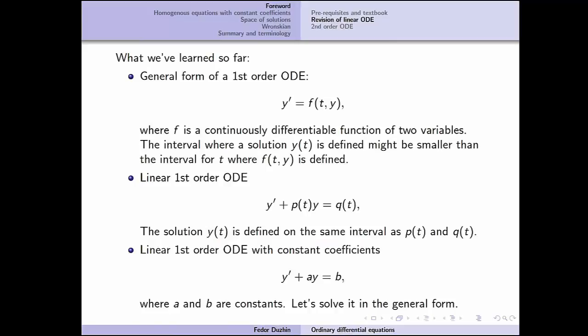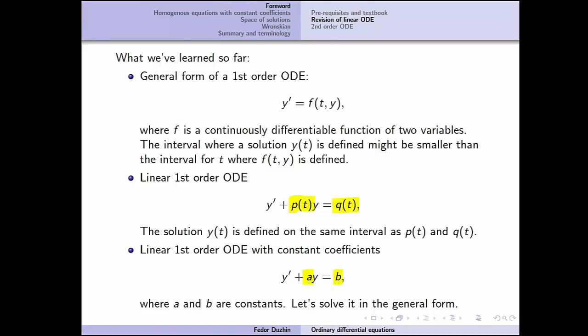So we didn't really pay any particular attention to linear first order differential equations with constant coefficients, but of course it is possible that these p of t and q of t are constant, right? So in this case we are going to denote them by just a and b. So the absence of t tells you that they are constant.